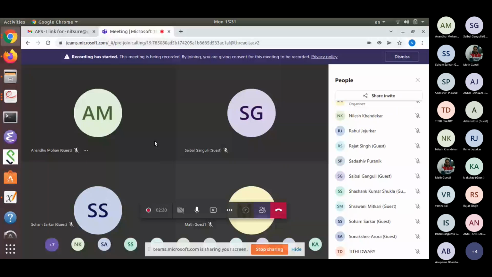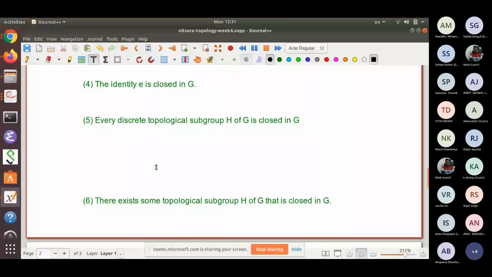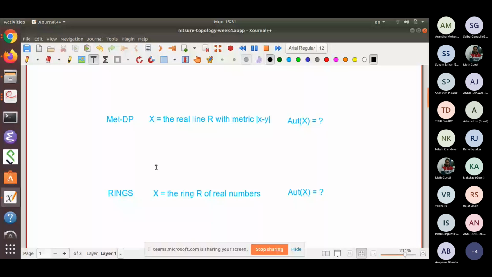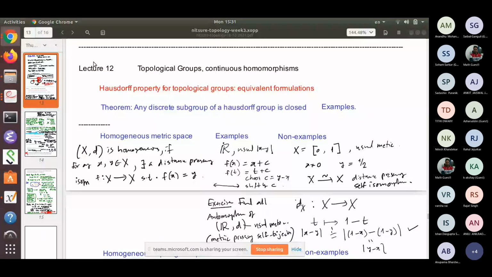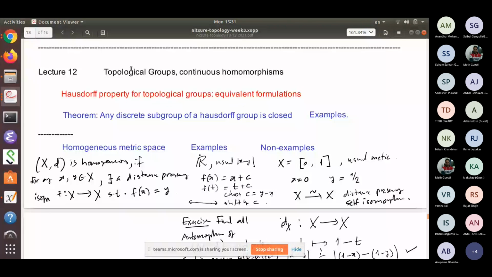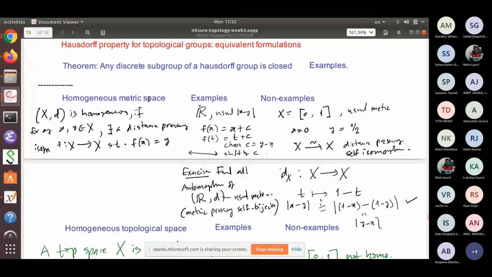So let me go to the plan for today. Perhaps it makes sense to show you the last lecture. Okay, this was lecture number 12. That was on topological groups, continuous homomorphisms. We saw some equivalent formulations for Hausdorffness for topological groups. We'll revise that. We also showed any discrete subgroup of a Hausdorff group is closed. We looked at examples. Then we talked of homogeneous metric spaces, examples and non-examples.